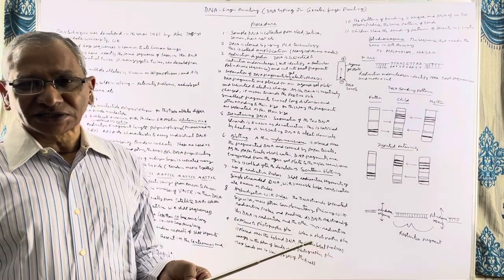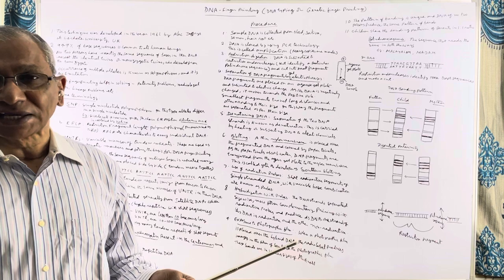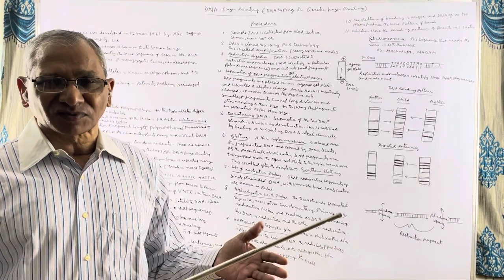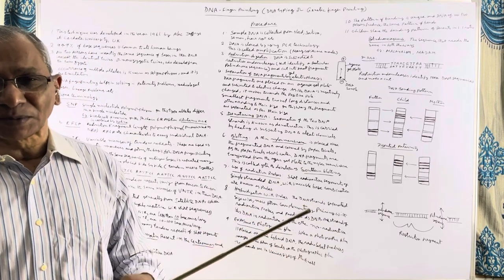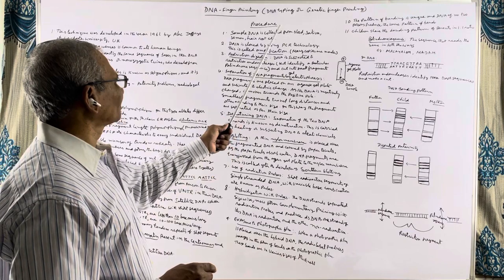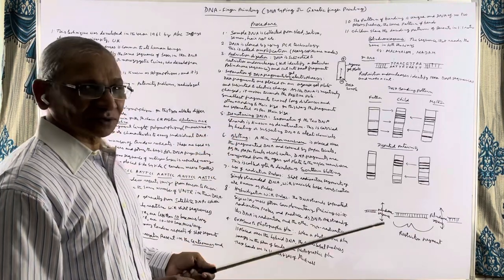The first point is, the procedure is to collect DNA. From where is the DNA collected? It can be collected from various types of samples like blood, semen, saliva, hair roots, etc.